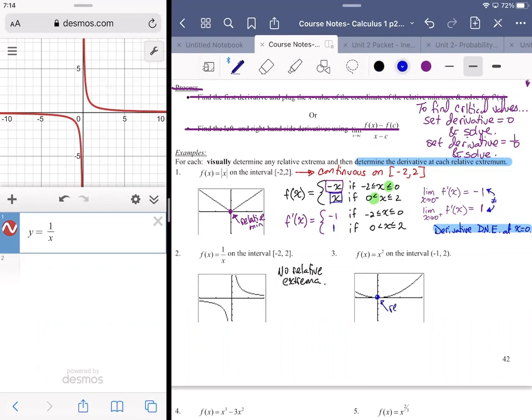So we have a relative min. This is on the interval of -1 to 2, not including the -1, not including the 2, but that doesn't matter because this is at 0 anyway. f prime of x would just be 2x. This has an x value of 0. So f prime of 0, 2 times 0, results in a 0.